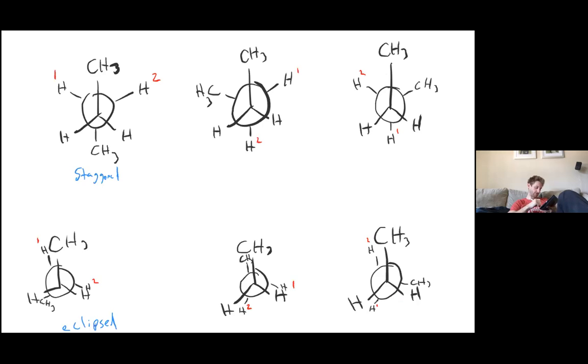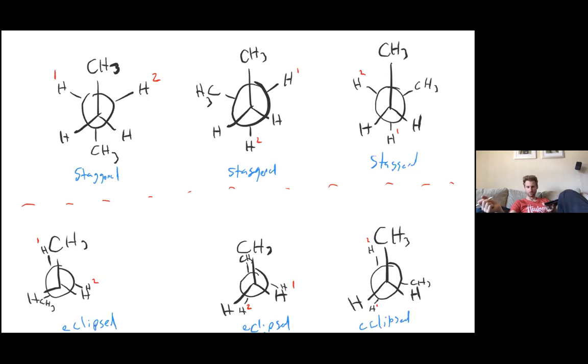Okay, so we can break this in half. Everything on the top is staggered. And by staggered, I mean that there's this space here between all of your molecules. They're all spaced 60 degrees apart. Versus on the bottom, everything is on top of each other, which is what's called eclipsed.